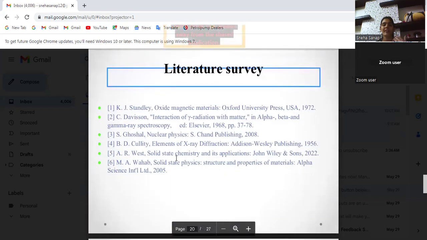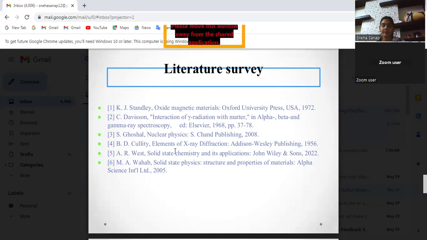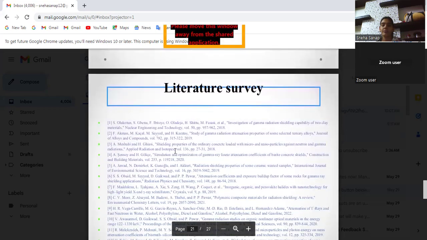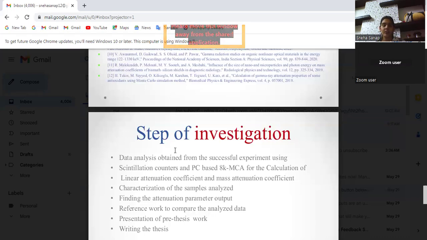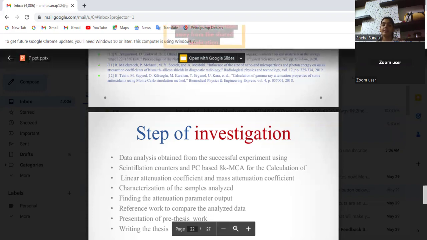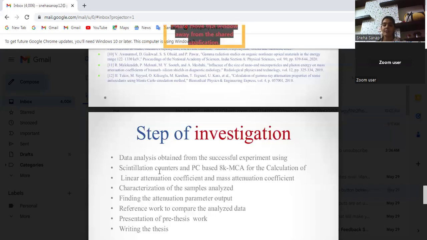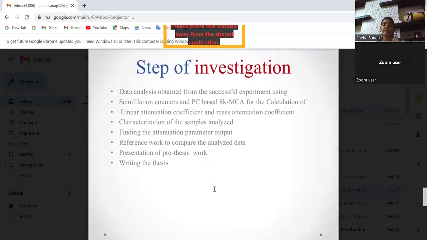Now, I did a literature survey that I explained, and I made a PPT here. Literature survey means which books we are preparing from, and we are working under the guidance of Shivanshwar sir and Dr. Pravina madam also. We are going ahead to investigate this and making some analysis. After that, the steps of investigation, the data analysis and how to experiment. We are using the scintillation counter and a PC-based 8K MCA for the calculation. We are taking some foil paper, some coins, and some different materials, using those materials to make papers and write this thesis.